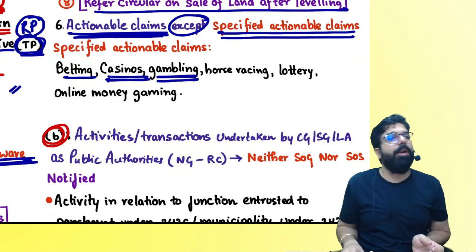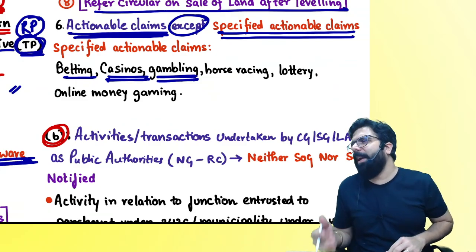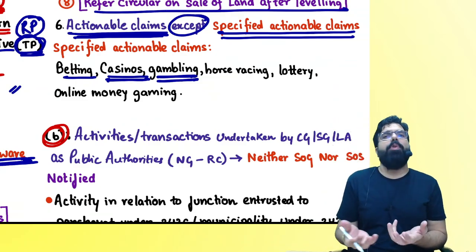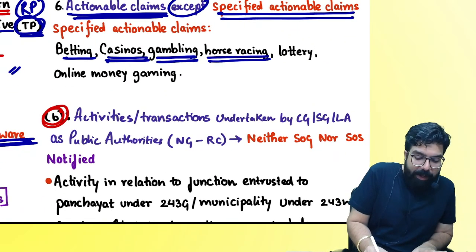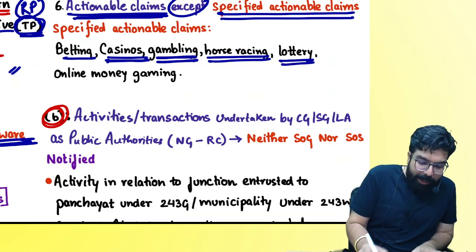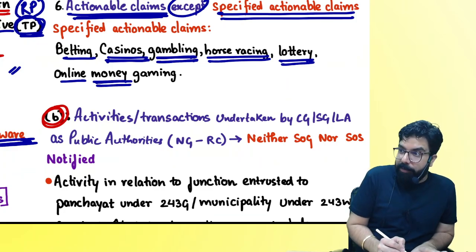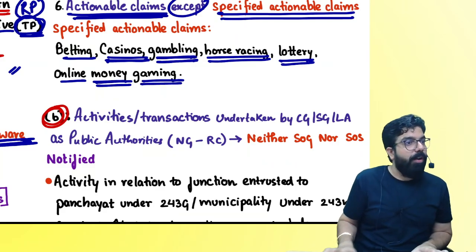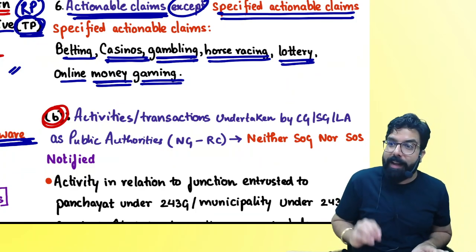gambling means what, everyone? Betting, gambling, card games, what are there? Yes or no, everyone? Next, horse racing, lottery, online money. Nowadays people play poker online, Dream 11, correct? All these are online money. Yes or no, everyone? Online betting is happening nowadays. You can go online and do betting, gambling, etc.